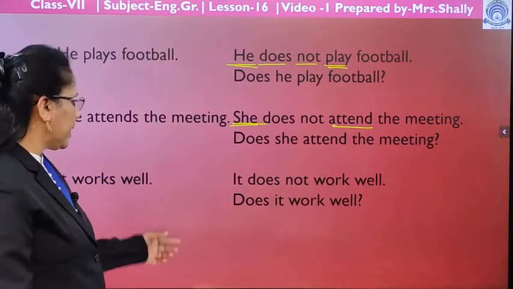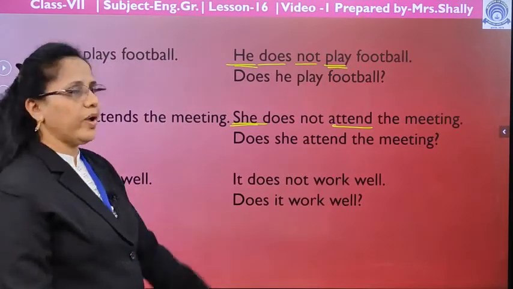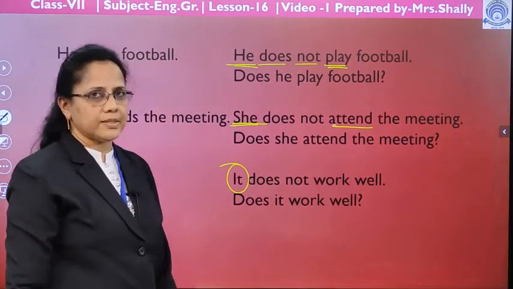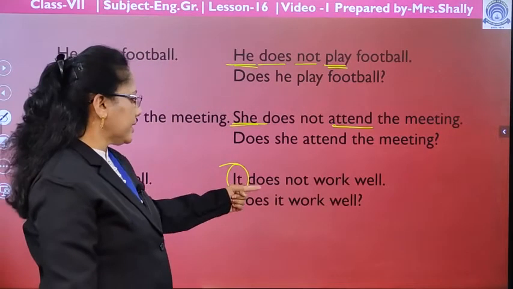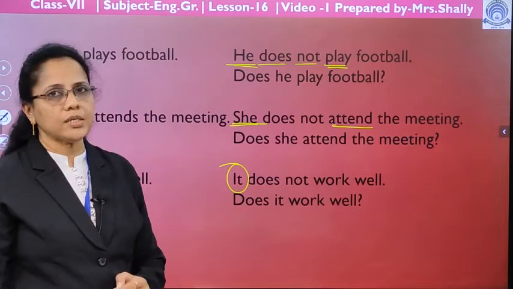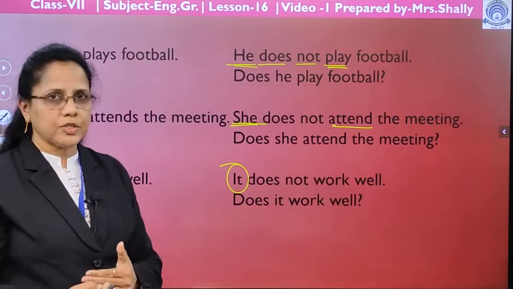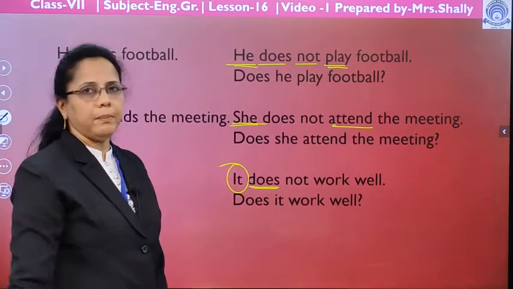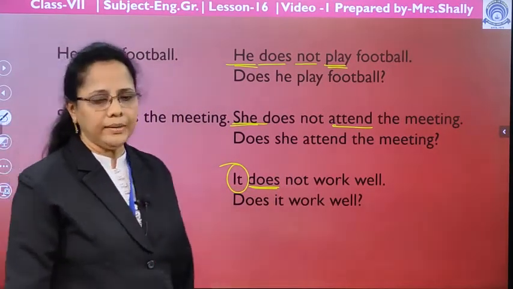Another example: it works well. Here the subject is it, which is a singular subject. So does not work well. It does not work well. So how to make a question? Just place the helping verb in the beginning. Does it work well?